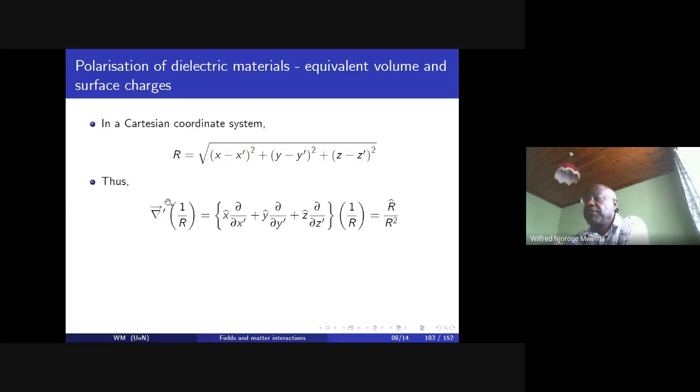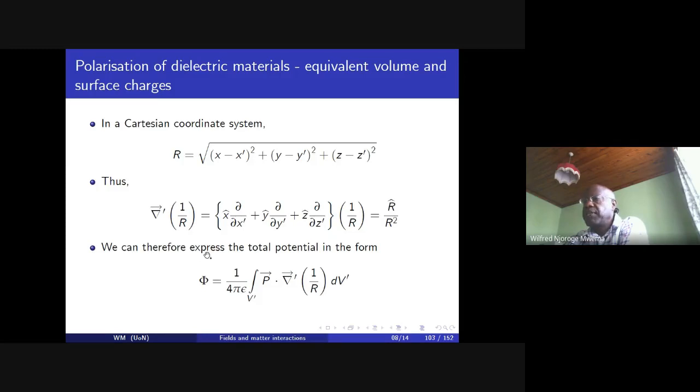And therefore, if we were to take the gradient of 1 by r with respect to the coordinates of the source point, that is the coordinates of the source, where now we are differentiating not with respect to x, but with respect to x prime, y prime, and z prime, then we can see that this is going to give us the gradient, or the del operator, at the field point multiplied by 1 by r. And this will give us a value of r prime over r squared.